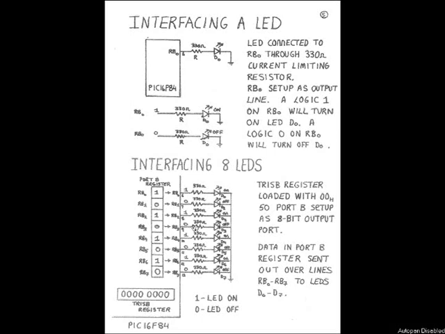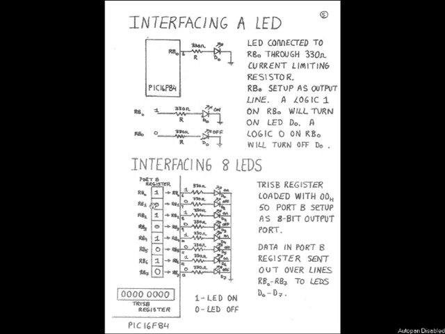For this arrangement to work, I need to load the TRISC-B register with 8 zeros, and then I can send logic 1s and logic 0s to the port B register to turn the individual LEDs on and off. I'll explain more about the TRISC-B register and the port B register in our software notes, and there'll be a short video on that as well.